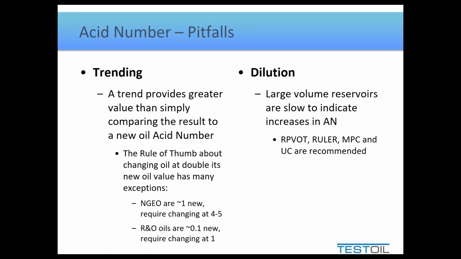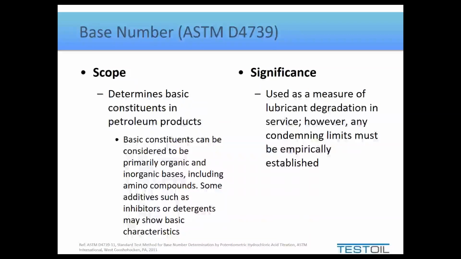Now the last test to discuss is base number. Base number is really the flip side of acid number. As you read the scope, it says it's there to determine the basic constituents rather than the acidic constituents. So it's obviously pretty clear cut that way. But again, understand that there are some additives that are alkali or basic. Now these tend to be only found in engine oils, so we don't always see them in any other fluids beyond oils specifically designed to operate in diesel engines, most gasoline engines, and even some natural gas engines.